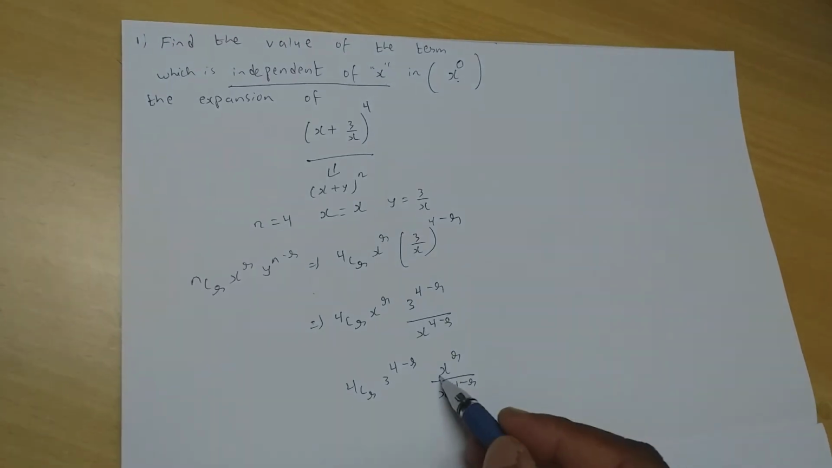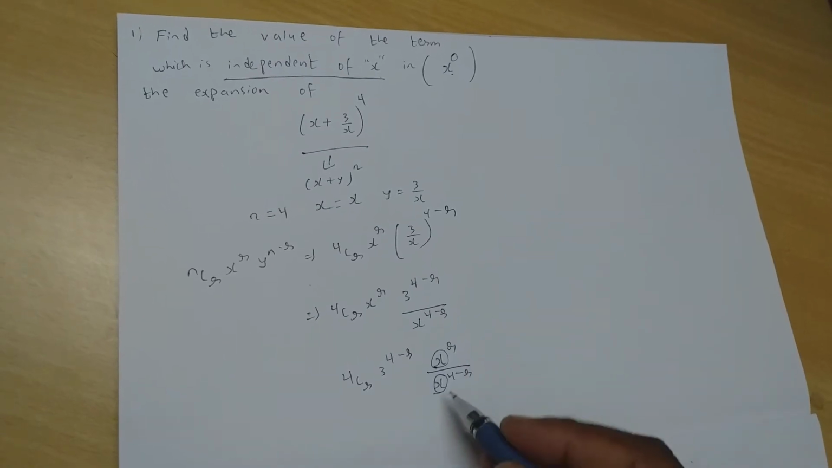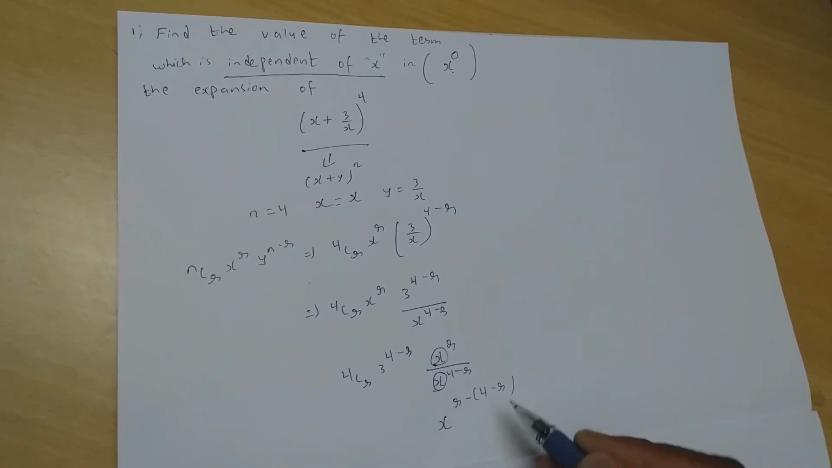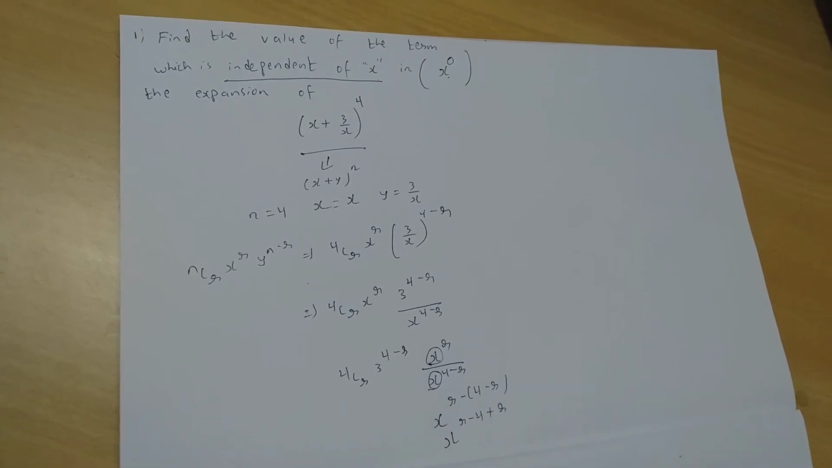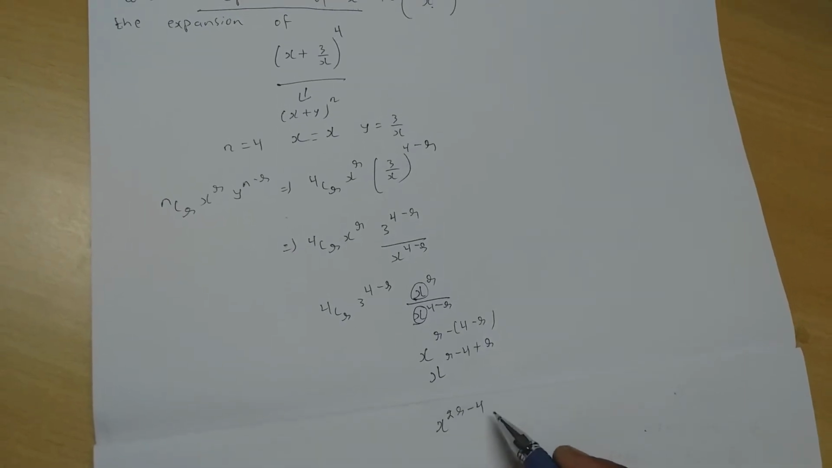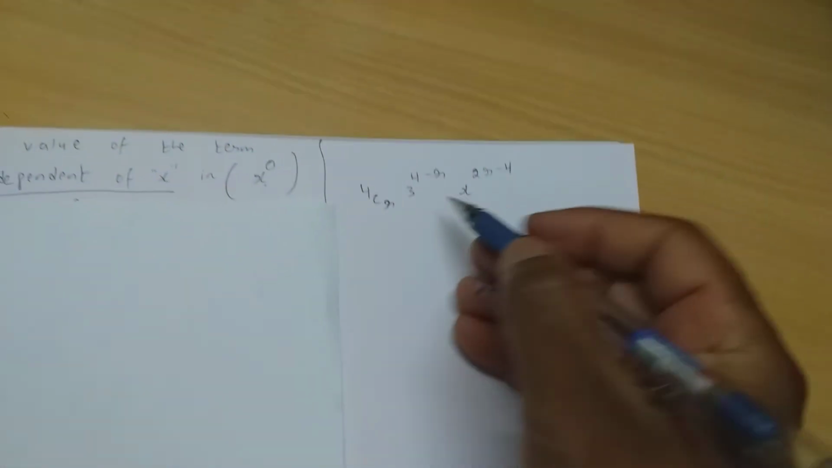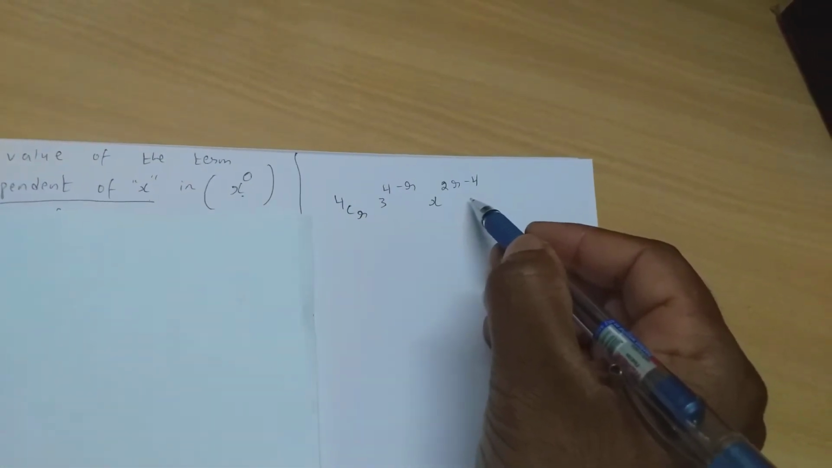By observing, are the bases same here? Yes, so the powers should be subtracted. So it will become x power r minus (4 minus r). So how much will it become? r minus 4 plus r, so it will become x power 2r minus 4. Okay, so the general term is reduced to 4Cr 3 power 4 minus r x power 2r minus 4.